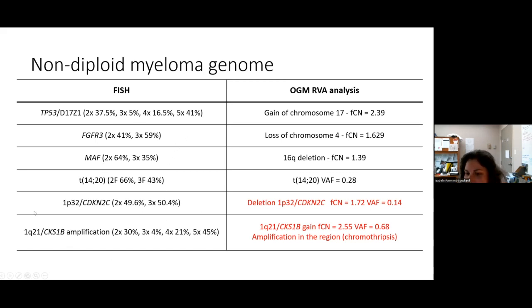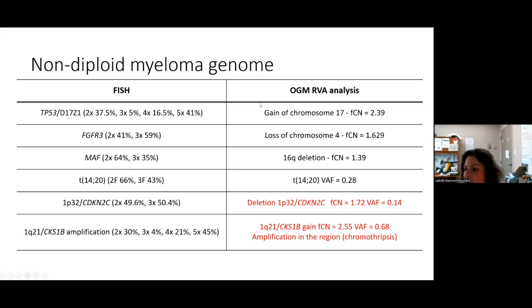When we go down to 1p and 1q, which is especially interesting and pertinent for myeloma, we can see we've got 2 and 3 copies of 1p, and we've got 2, 3, 4, 5 copies of 1q. So we have 1q amplification. But by OGM, as I mentioned, the software calls a deletion of 1p, and it sees a gain, but not an amplification of 1q.